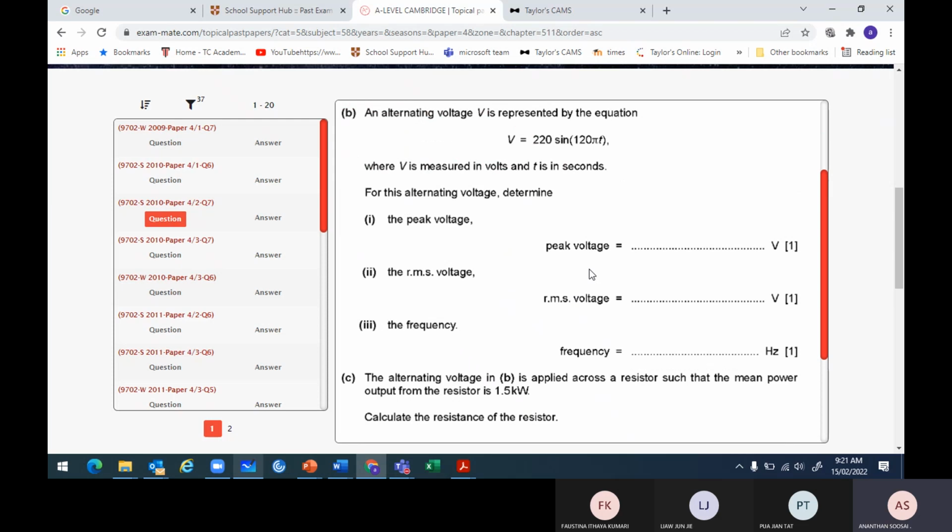Let me answer. This is your AC voltage formula. What is the peak, the RMS, and the frequency? Peak is of course 220, right? RMS voltage is 220 divided by root 2. Frequency: 120 pi is your omega, right? 120 pi equals 2 pi f, since omega is 2 pi f. So f is 60. Frequency of 60, right?